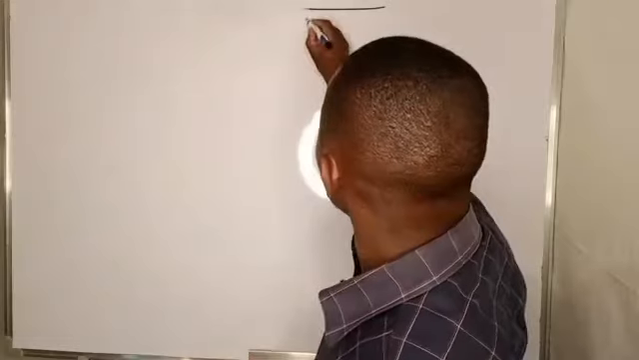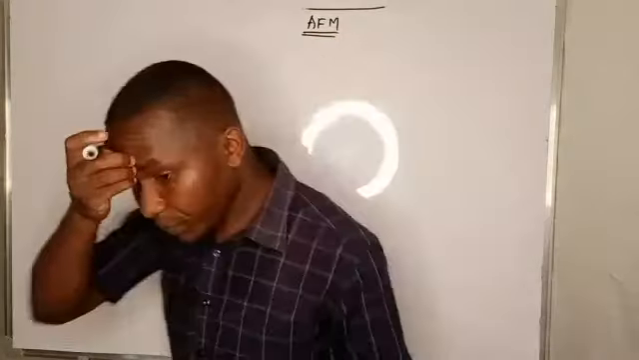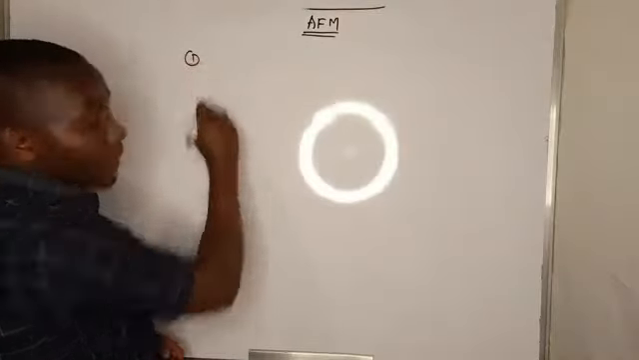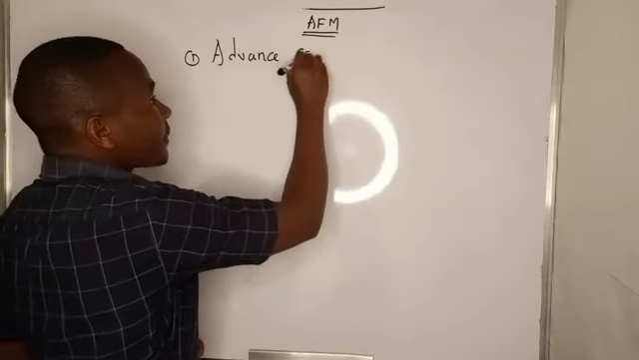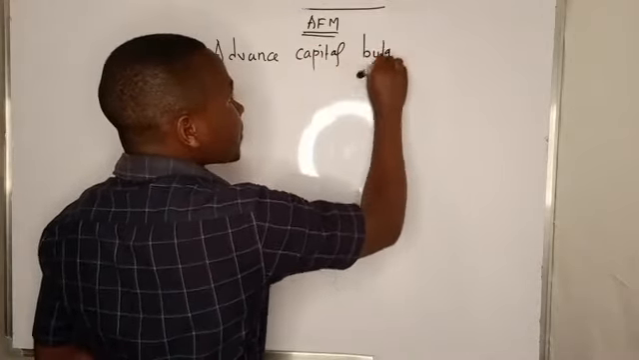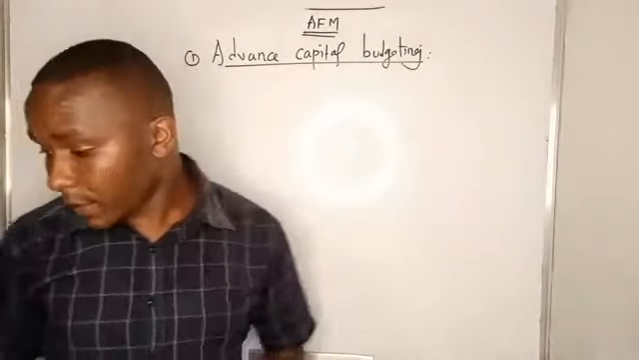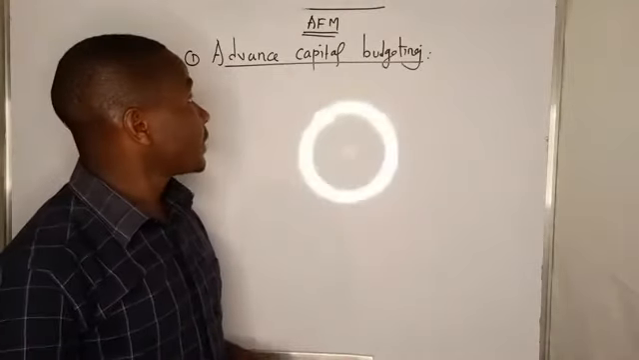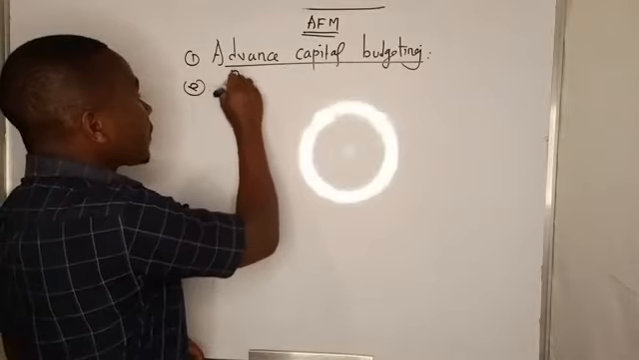So advanced financial management, we call it AFM. We're going to cover topic 1 to topic 9. The first topic is advanced capital budgeting. So that is the first topic. Then the second topic, number 2, is portfolio.